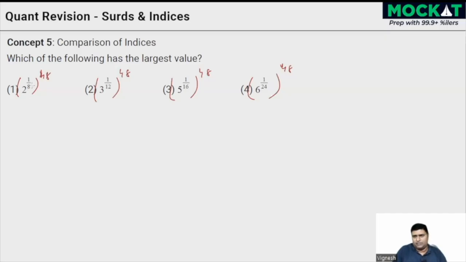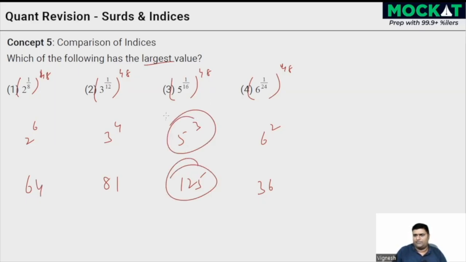And what do we get? 1 by 8 into 48 is 6, so 2 power 6. Here is 3 power 4. Here is 5 cube. Here it's 6 power 2. 64, 81, 125, and 36. The largest value, 125, is 5 cube. Option 3 becomes the answer over here, right? Okay. So moving to the next one.